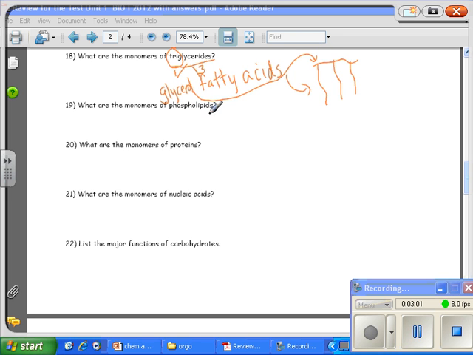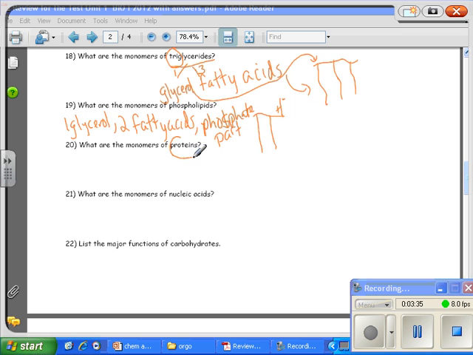What are monomers of phospholipids? Same thing almost. You've got the glycerol and 2 fatty acids, but in this spot you've got a phosphate group. So 1 glycerol, 2 fatty acids. So far almost the same thing as the triglycerides. And then there's this head, the part that's got a positive and a negative charge. So for lack of a better name right now, I'm going to call it the phosphate part.